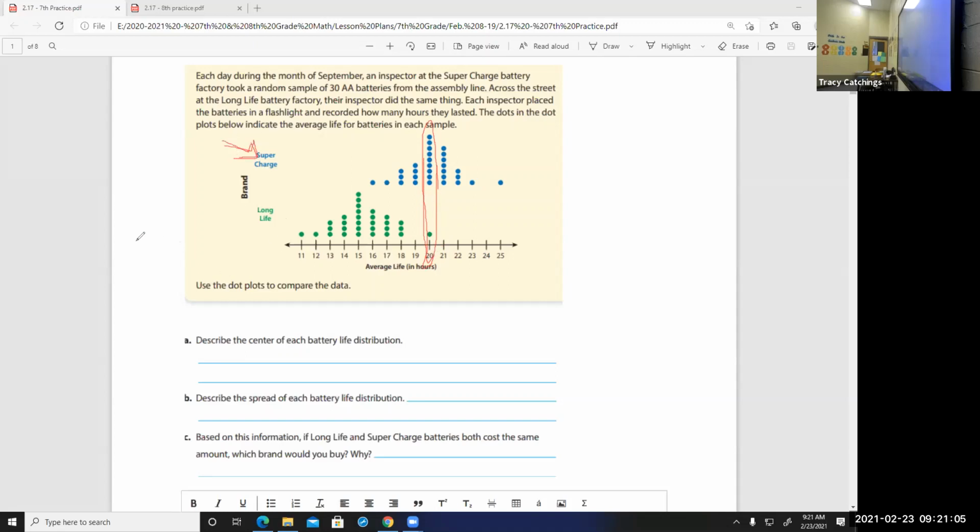All right, so then looking at long life, where about is the center? Good job. So then I will note that.